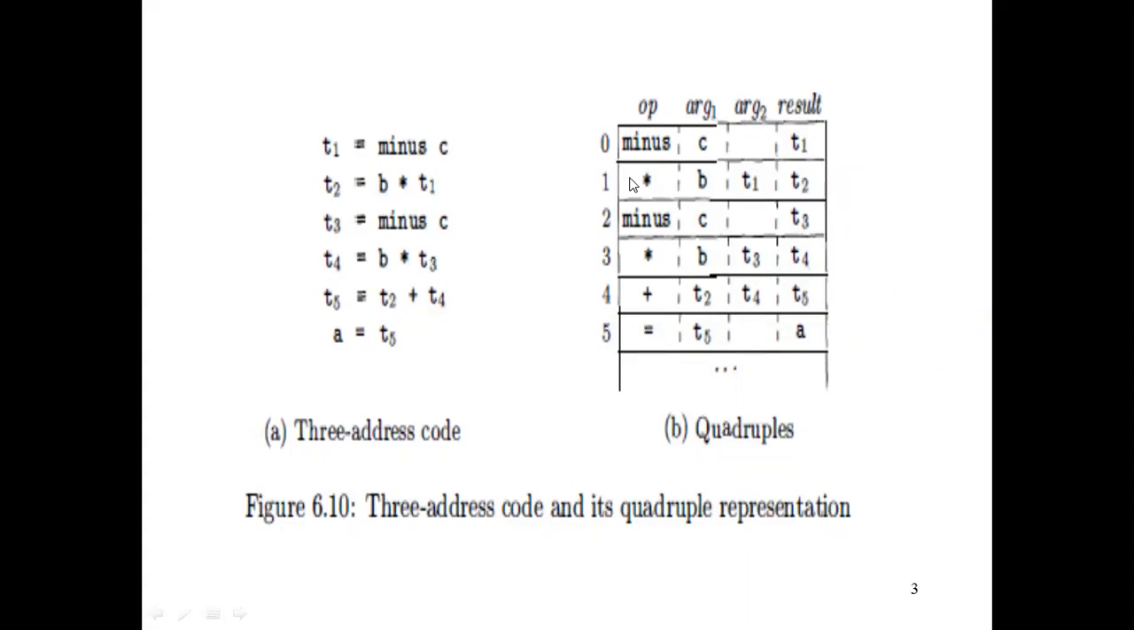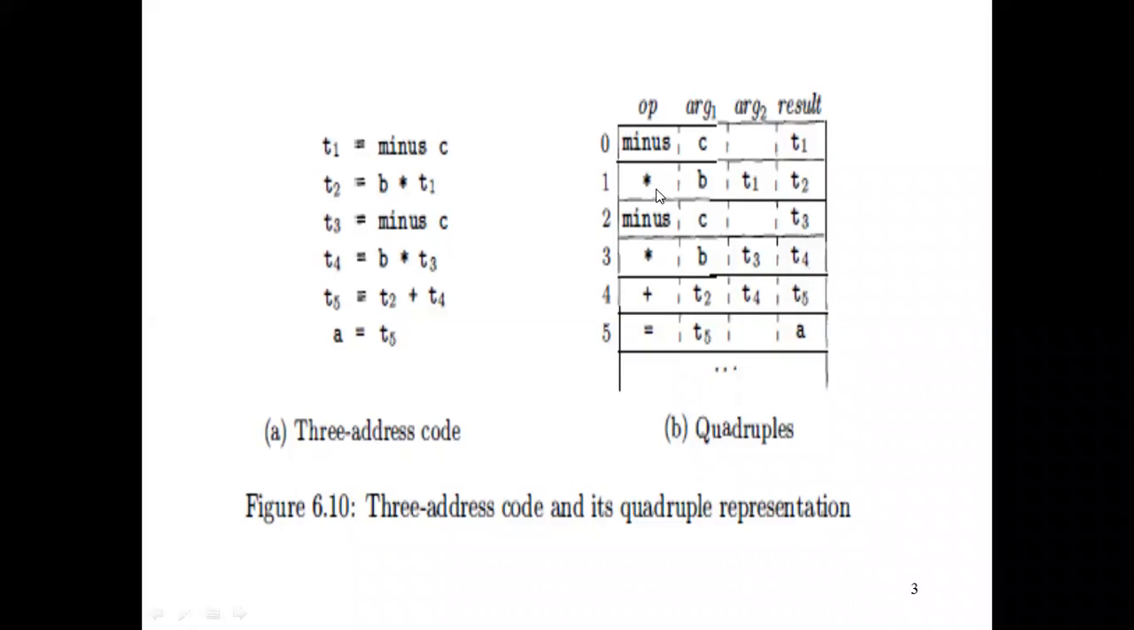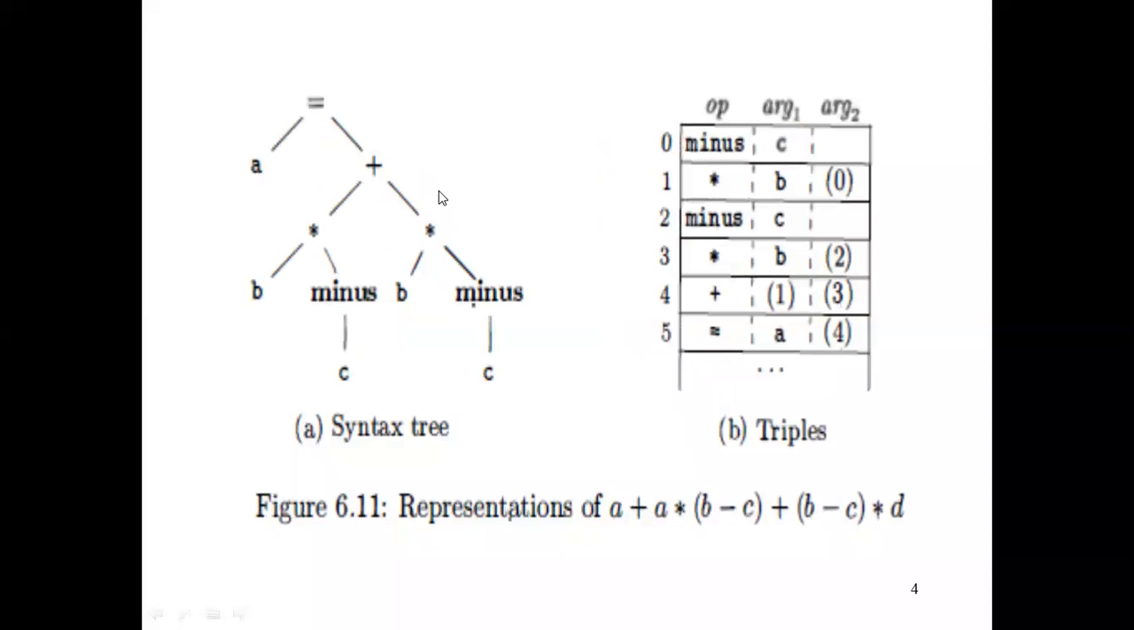But in this case, we will not indicate the T2 here. What we will write is star B. Star B we will take from here because this is B star T1. Here the operator symbol is star and argument 1 is B. And argument 2 is T1 here. But in this case, star B, we will choose the same from the table of the quadruple. But for argument 2 here we will write line number 0.